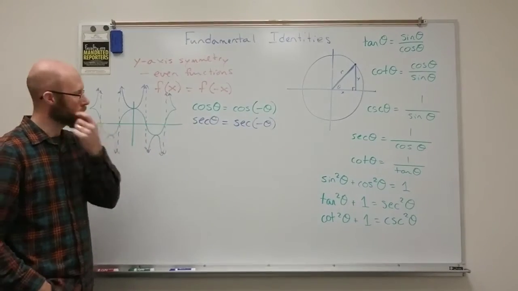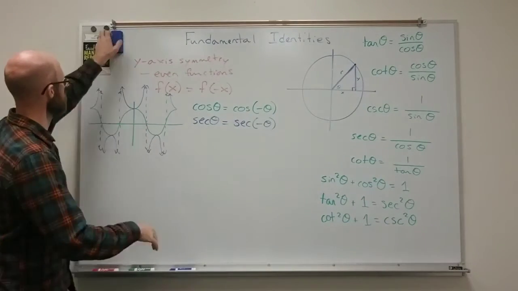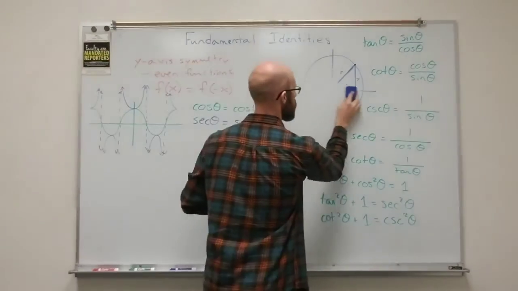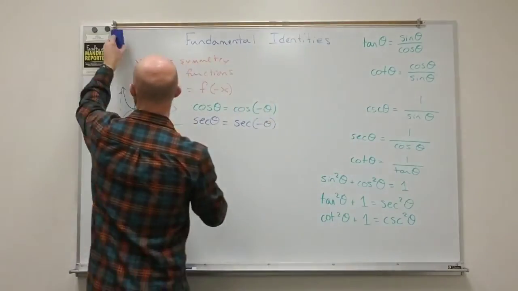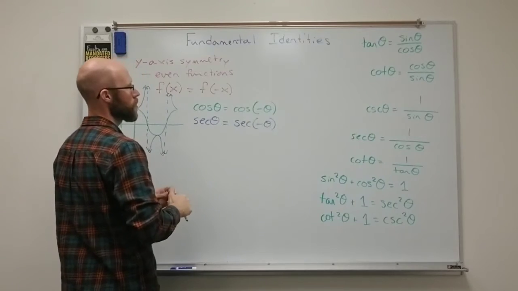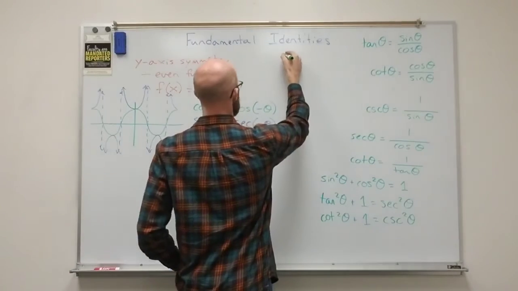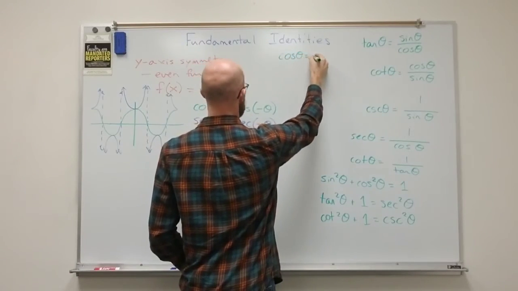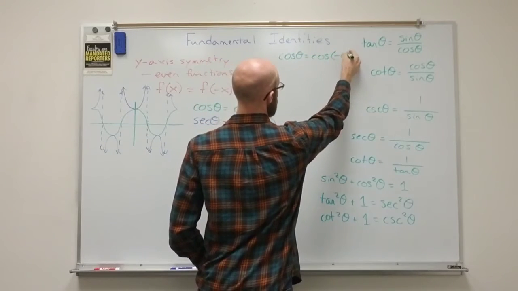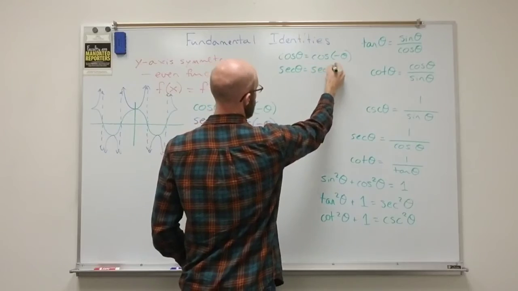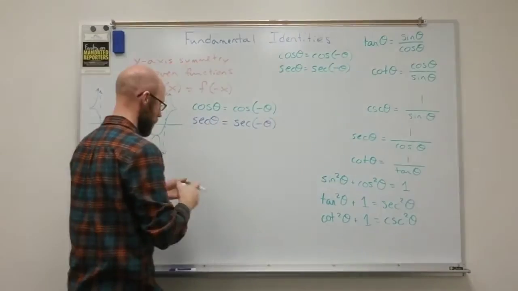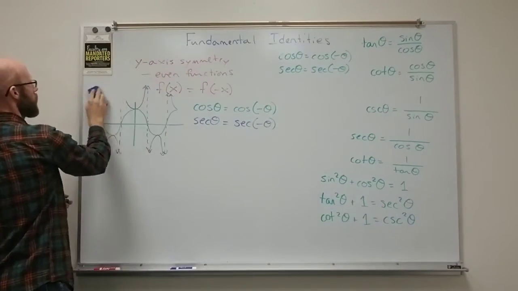So I'll keep these two. Oh boy, now I'm running out of space. So let me get rid of this, so I'm not going to need it. And I'll write these two identities up off to the side here out of the way. So the cosine theta is the cosine of negative theta. Secant theta is the secant of negative theta. All right, so I got those out of the way.